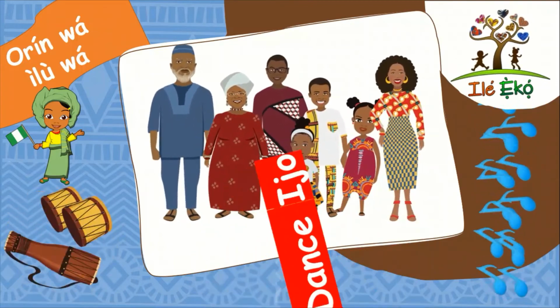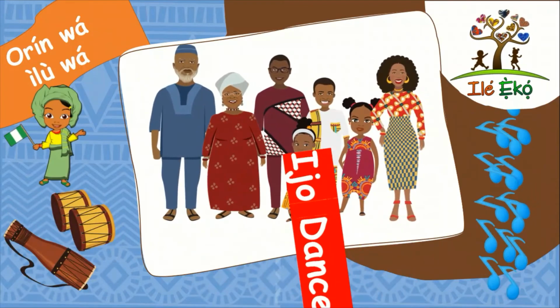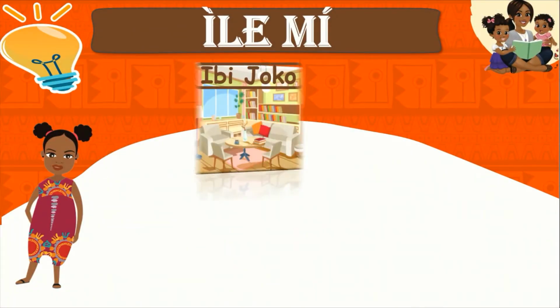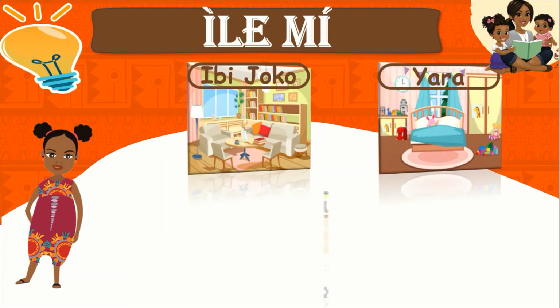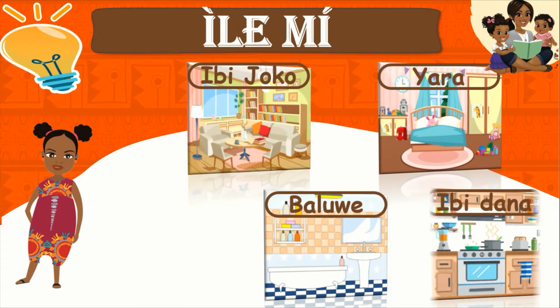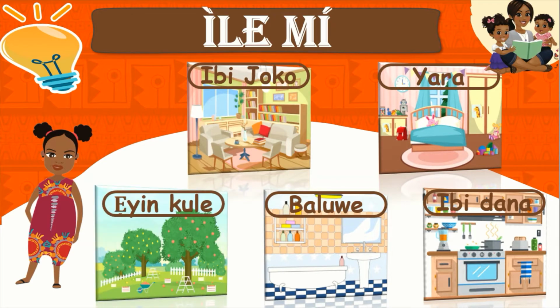I hope you really enjoyed that session. Now to today's lesson. Still on our house, we've learnt about Ibi Ijoko, the sitting room, Yara, our bedroom, Balue, the bathroom. Ibi Dana is what we're going to do today. That's the kitchen, Ibi Dana, and Enkule, our garden.